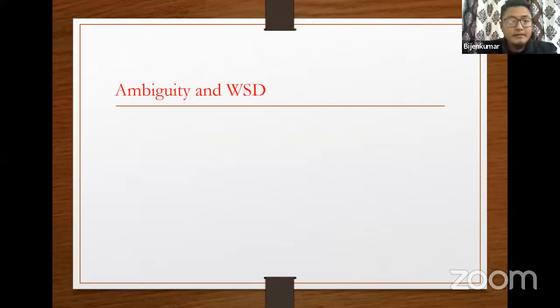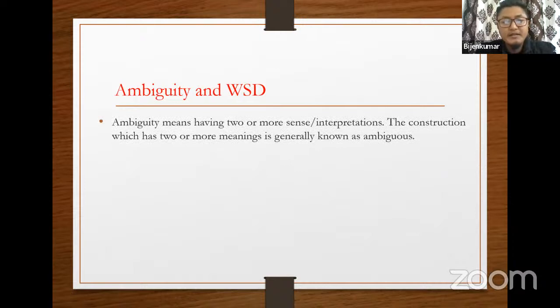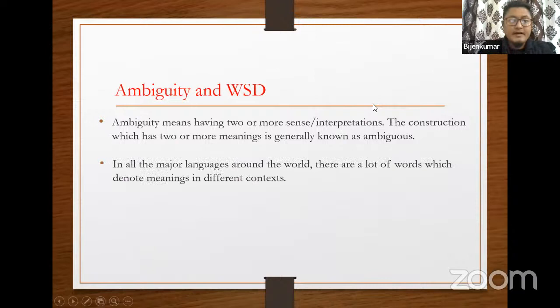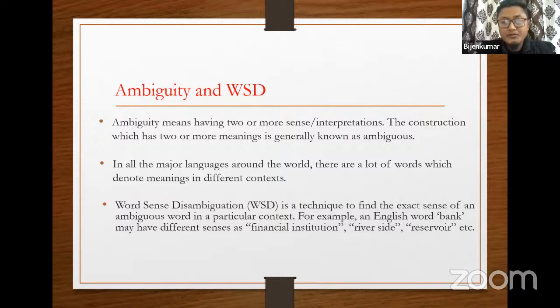Now, let me give some literature on ambiguity and word sense disambiguation. Ambiguity means having two or more senses or interpretations. A construction which can give more than one meaning or one sense is generally known as ambiguous, or ambiguity. Then in all the major languages around the world, we see that there are lots of words which denote meaning in different contexts. A particular word can give different senses in different contexts. In order to solve this kind of problem, we have a technique which we call word sense disambiguation, which tries to find the exact sense of a particular word in a particular context.